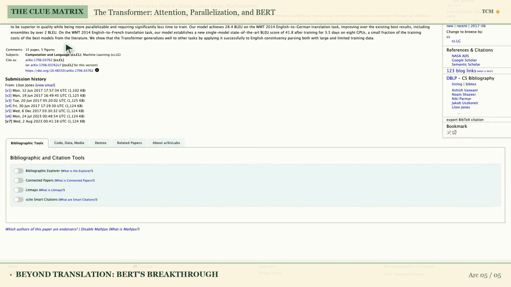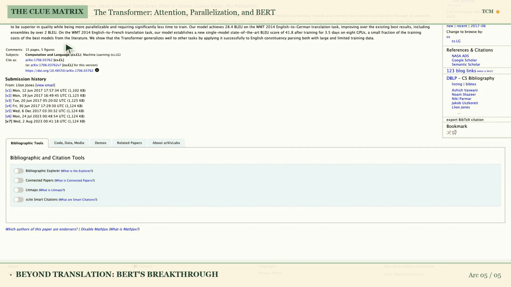To achieve this deep bidirectional understanding, BERT was trained using two novel tasks. The first, masked language modeling, involved randomly hiding some words in a sentence and training BERT to predict them. This forces the model to learn deep contextual relationships. Like a fill-in-the-blank game on a massive scale. It has to understand the grammar and meaning of the whole sentence to guess the missing word.